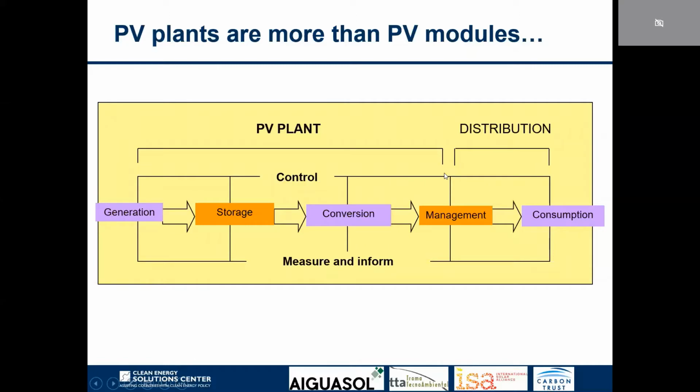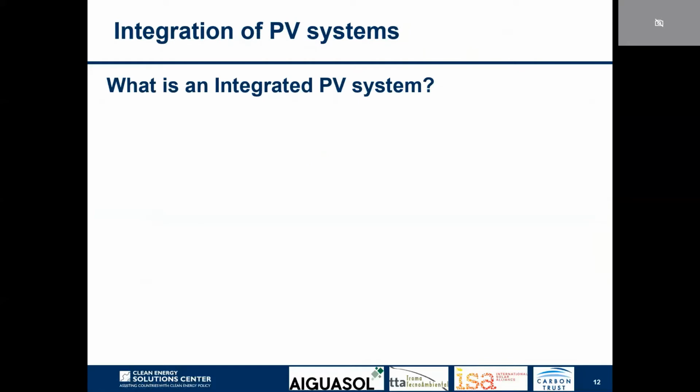Then PV plants, of course, there has to be an interface between the plant and the further use of the electricity that's being generated by the PV plant, whether it is a building, a house, or an industry, or the grid to which the electricity being generated by the PV system is being injected. So, Module 4, as mentioned, deals with the integration of PV systems.